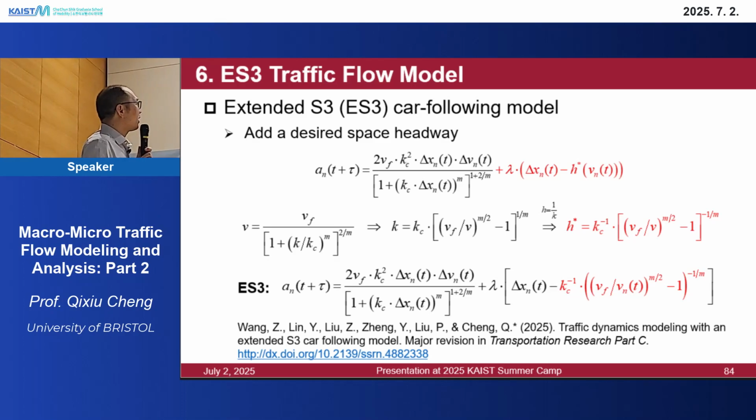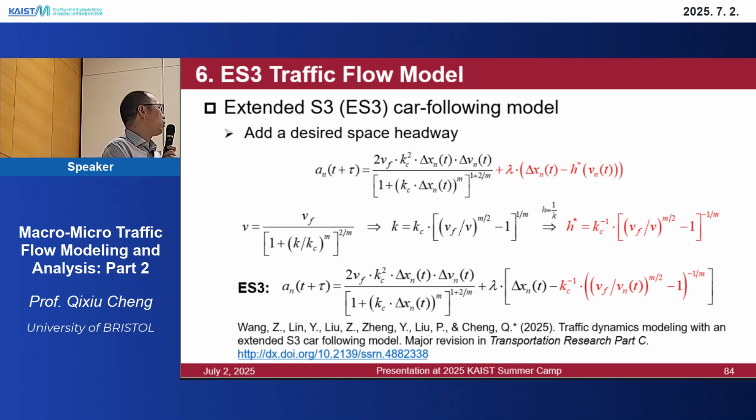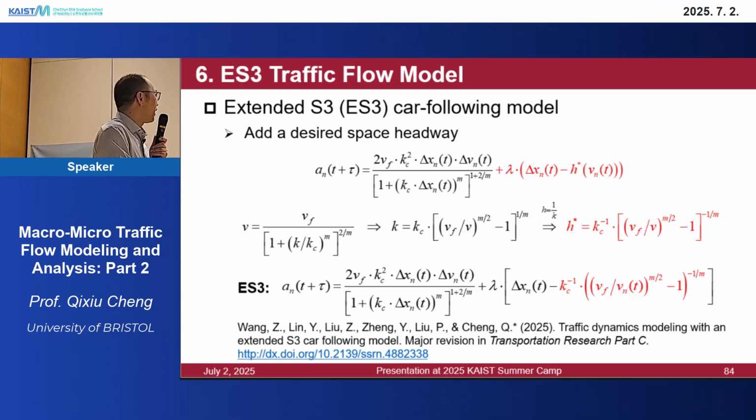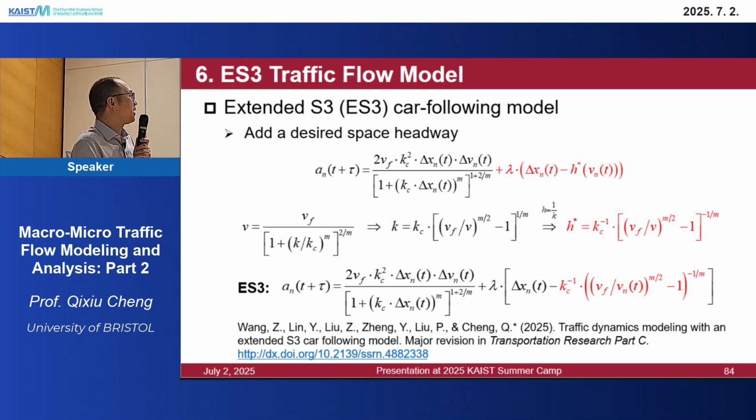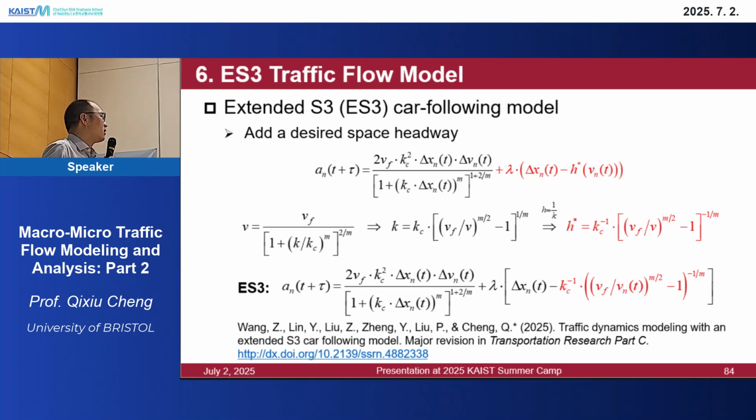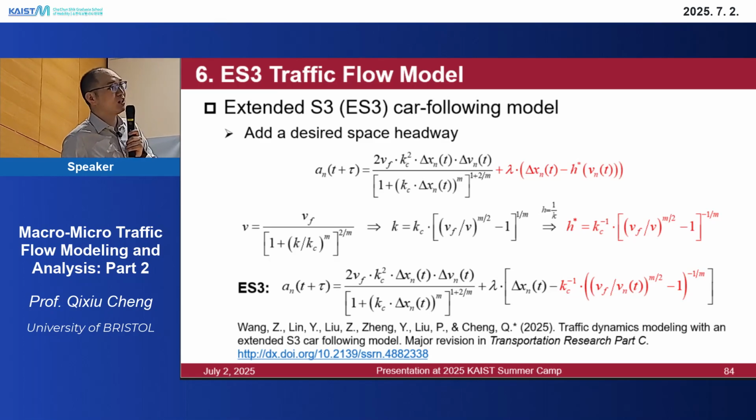Okay, so H star is the stationary space headway or desired space headway. We can derive this desired space headway with some derivations, and finally, we will obtain our new ES3 car-following model. It's in this form. Actually, we just add a desired space headway term in the second term. Okay, and this paper is in major revision in KRC, and we are still trying to revise it.